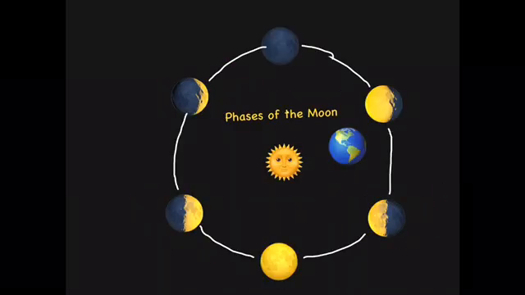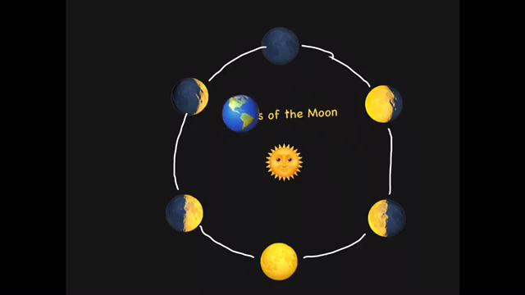Okay, so now we are going to look at the different phases of the moon. So as the Earth is revolving around the sun, our moon is also revolving around the Earth. So Earth, sorry, is going around our sun, and our moon is going around the Earth.